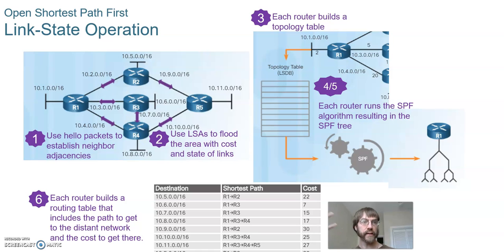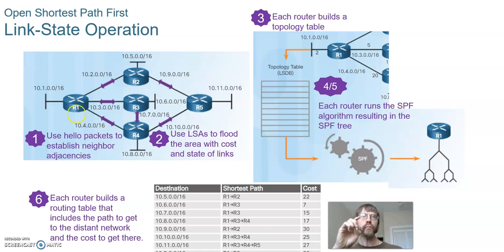Step 2, we use LSAs, link state announcements, to flood the area with the cost and the state of those links. Cost being how fast is it? And this is in terms of the exit interface. So a gigabit interface has a lower cost than, say, a low-speed serial line that's running at, say, a fraction of T1 speed, which has an even higher speed than, say, a DS0 line, like a dial-up line.